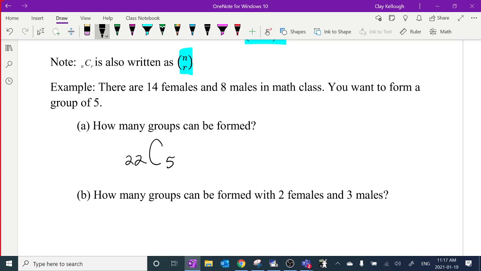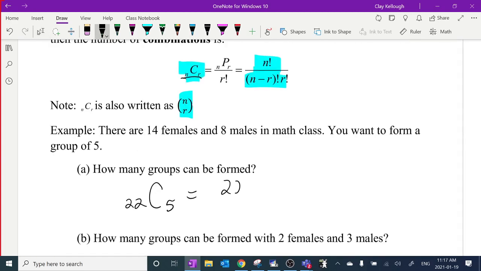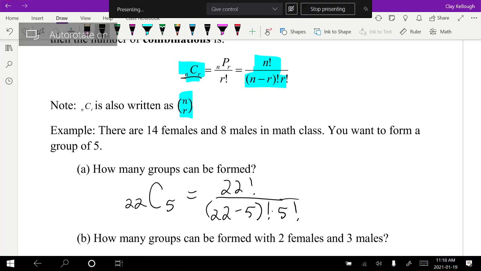And that, using the formula, let's look at the formula. The formula is n factorial, so that's 22 factorial, over 22 minus 5 factorial, times 5 factorial. And of course, there's nothing between those, so that's a times. I should probably put this down so I can write better. There we go. And on my calculator, I can run this two ways.